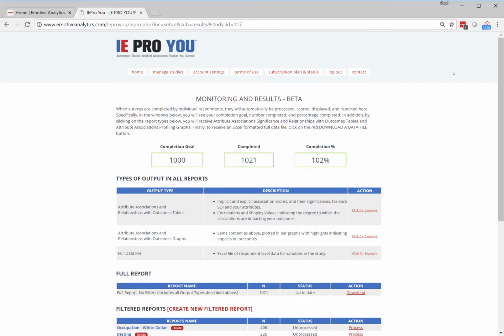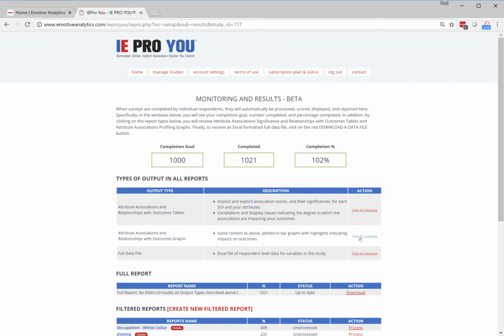Now I'd like to show you an example graph that you typically get in your IEPY studies. And the graph, as explained earlier, takes a look at the associations and relationships with your outcomes that you saw in the tables and graphs them so you can more visually see them and read them. And I'll also, in this example, show you what you can do with them in terms of marketing actions.